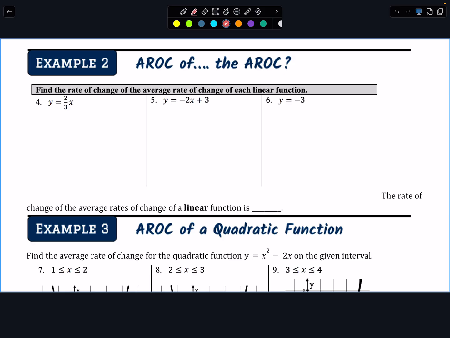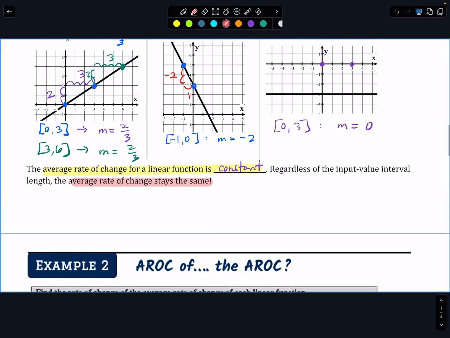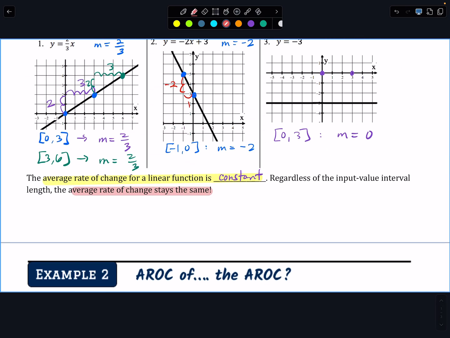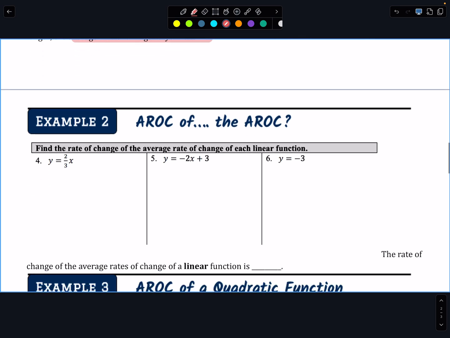Okay, pay attention to this because this is weird. So, we know the slope of this line was what? 2/3, right? So the average rate of change was 2/3, okay? But didn't I show you guys that we could do it a few times? No matter what points I pick, what is the average rate of change always going to be? 2/3, okay?